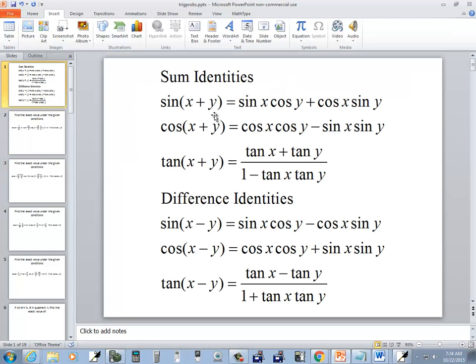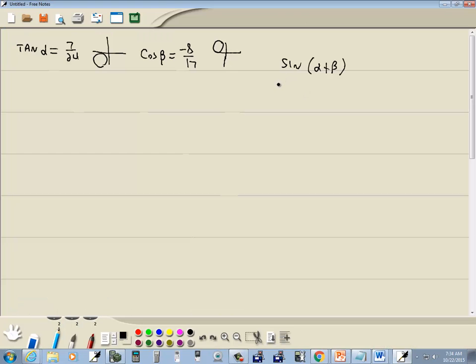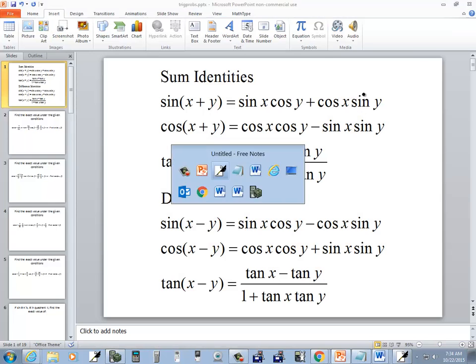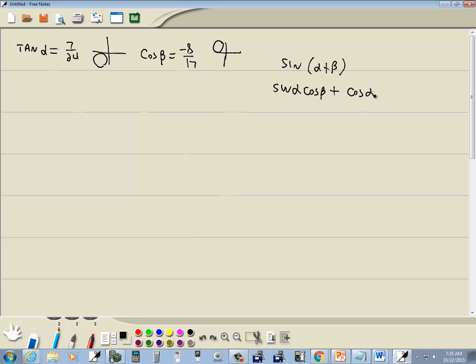Different letter, but it's plus, so we want sum identities, and we're looking at sine. So I'm going to replace x with alpha and y with beta. So this becomes sine alpha cosine beta plus cosine alpha sine beta. So these are the 4 items we need. So let's start off with alphas.